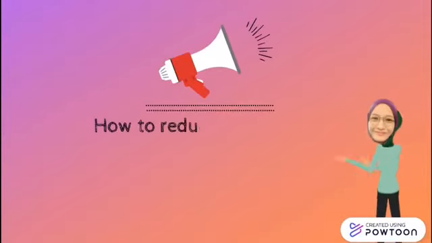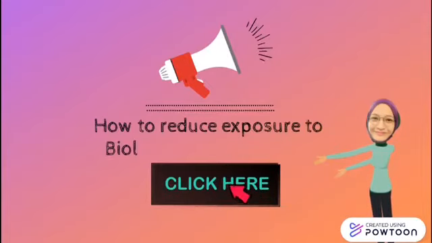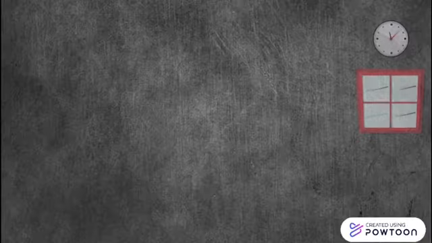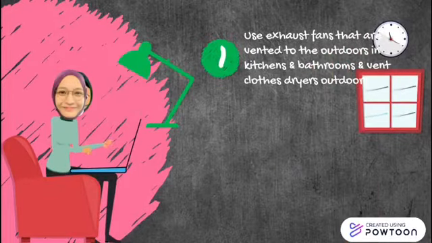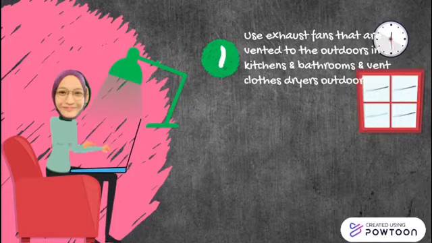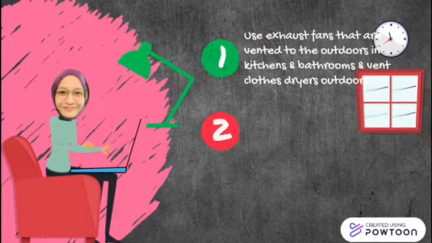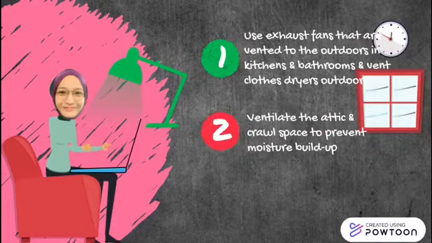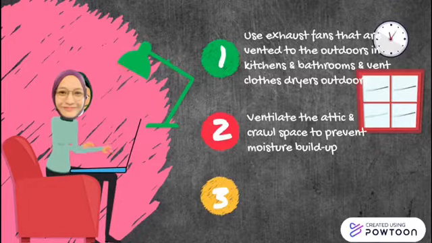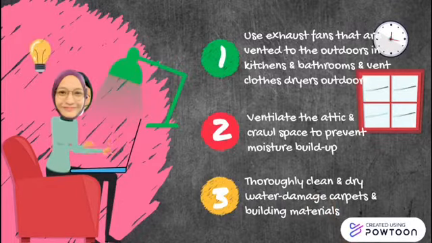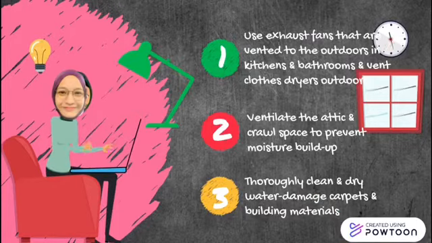Do you know how to reduce exposure to biological contaminants? First, use exhaust fans that are vented to the outdoors in the kitchen and bedroom, and vent clothes dryers outdoors. Second, ventilate the attic and crawl space to prevent moisture buildup. Third, thoroughly clean and dry water-damaged carpet and building materials.